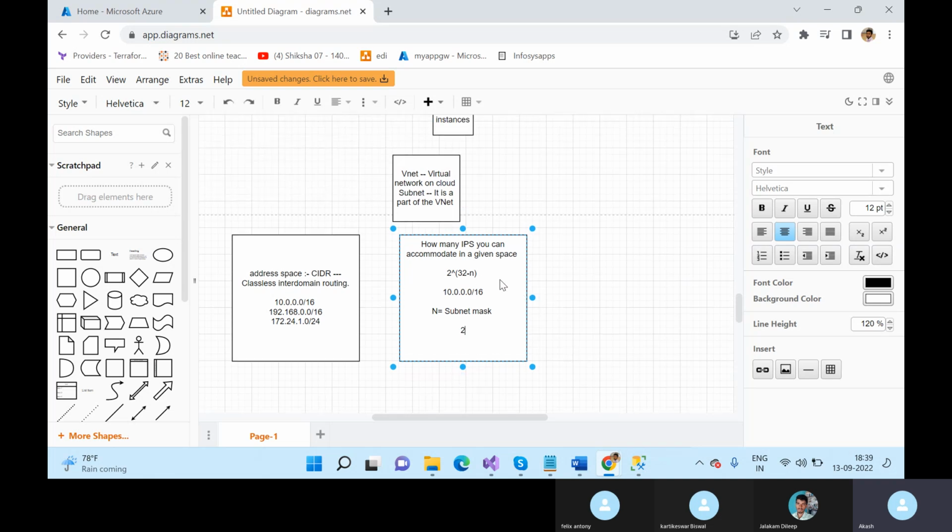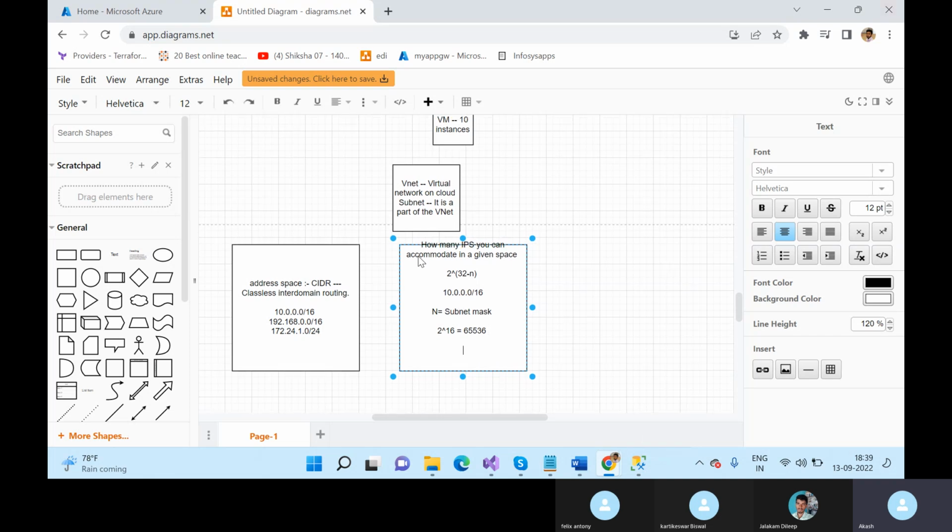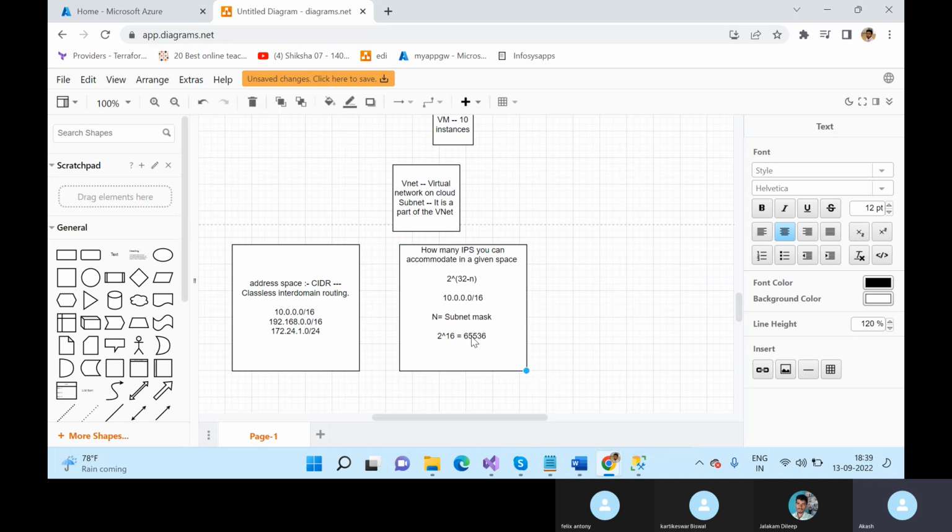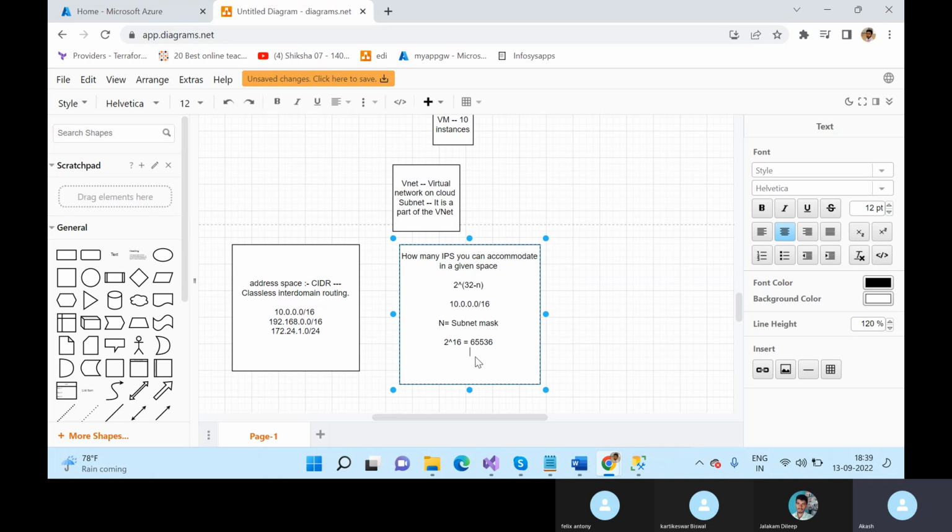So if you substitute that, it becomes 2 to the power of 32 minus 16, which is 2 to the power of 16, which is 65,536. That is the number of IPs I can have for this given range. The value of the subnet mask in a given CIDR notation can vary from 0 to 32. The least it can have is 0, the maximum it can have is 32.